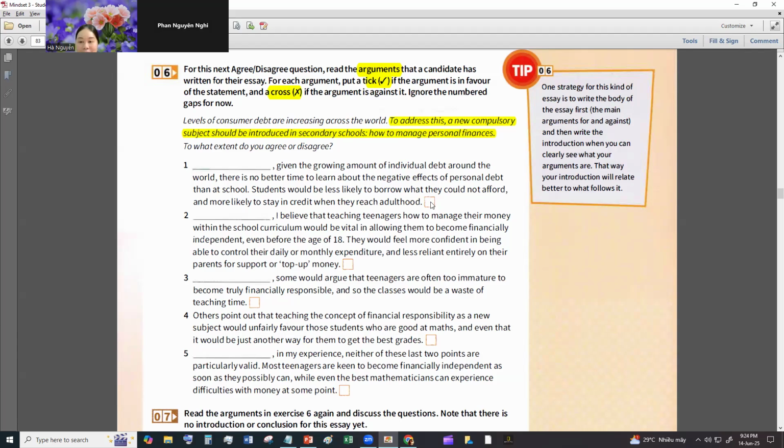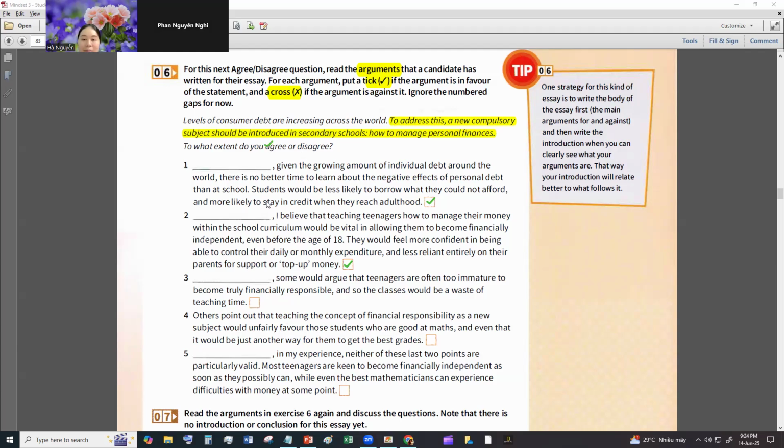A tick. Number 2, I believe teaching teenagers how to manage their money would be vital. Okay, so number 2, please. Is it a tick or a cross? It's a tick. That's right. So number 1 and 2 are supporting or agreeing with the statement in the question.